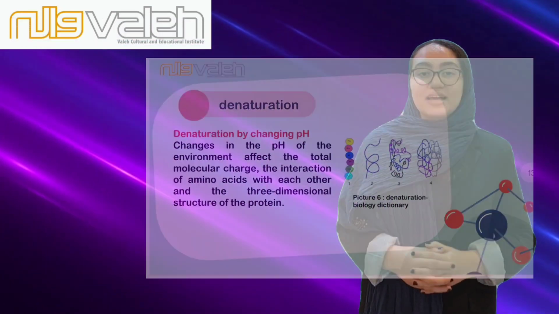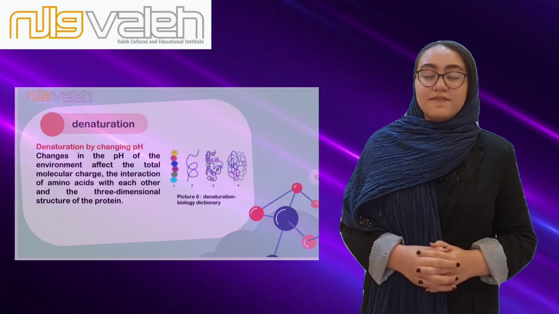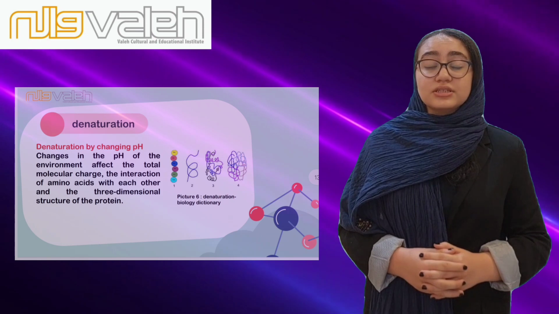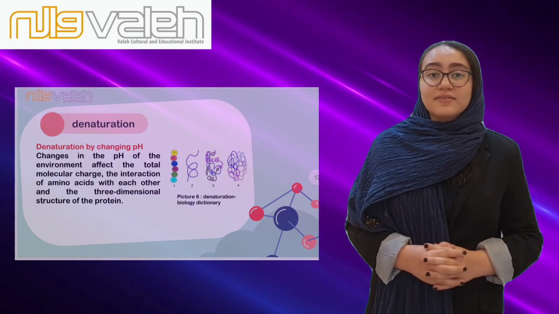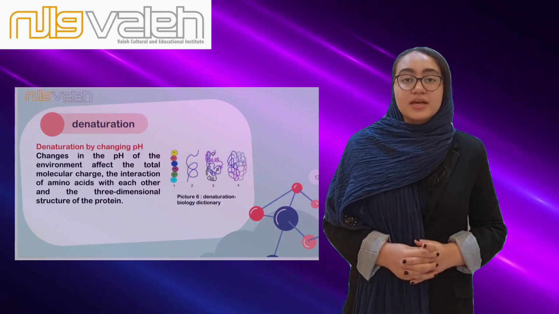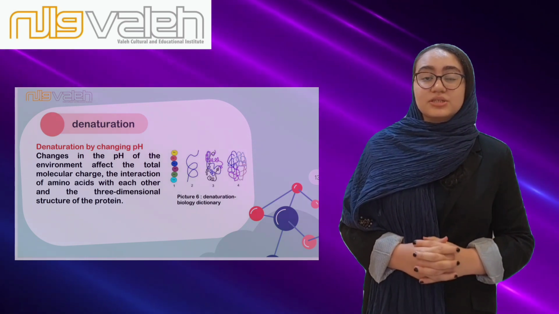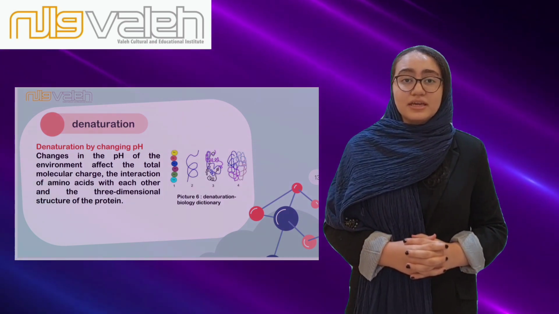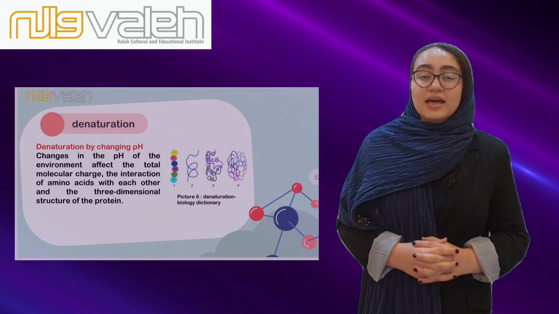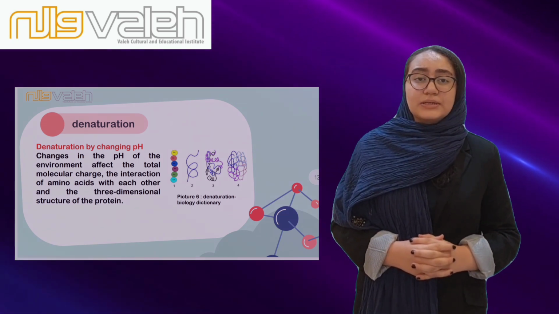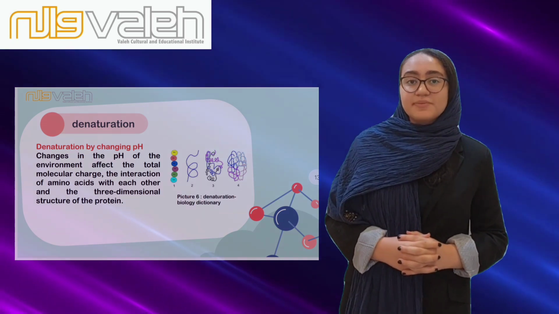Now, what is denaturation? Denaturation of a biological molecule means loss of its three-dimensional structure, and we have three types of denaturation: denaturation by pH change, denaturation by chemicals, and denaturation by heating or radiation. The type of denaturation that happens in our experiment is denaturation by pH change.